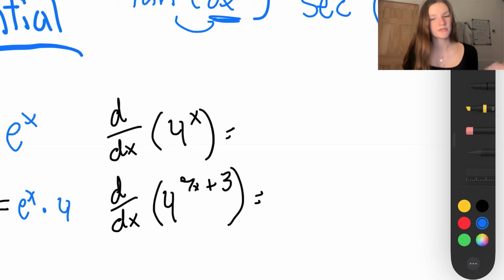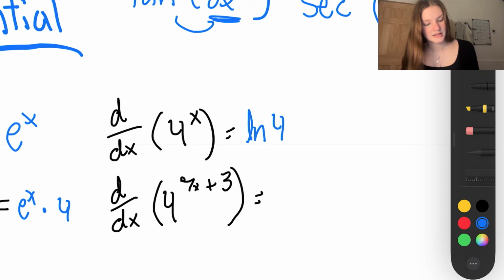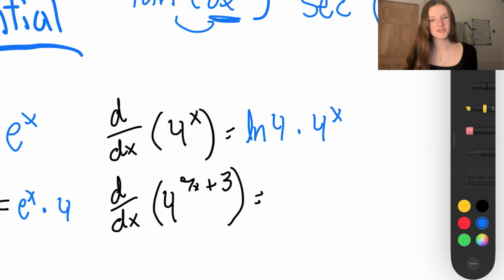Okay, so now it gets a little bit more complicated, but it's still kind of easy. So derivative of 4 to the x, this is just the rule that you have to memorize. It's ln of 4 times 4 to the x. So that's just what you have to memorize.